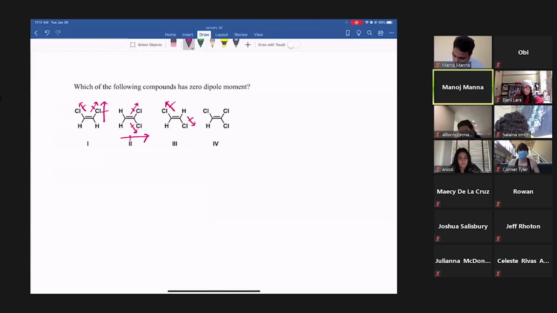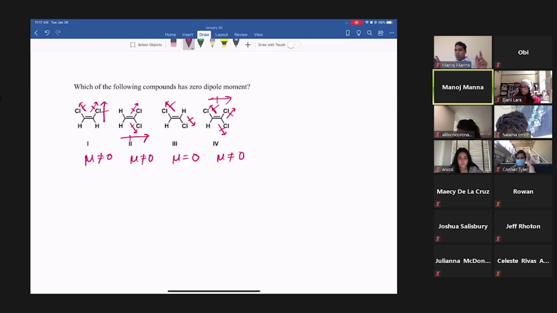So here mu not equal to 0, here mu not equal to 0, but here mu equals 0. Because as I said, the two dipole moments act opposite to each other with equal magnitude. That's why mu equals 0 over here. But in this case, you have a resultant dipole moment. So here mu not equal to 0. These four structures are isomers. Based on the position of atoms, they can be polar or non-polar, right?